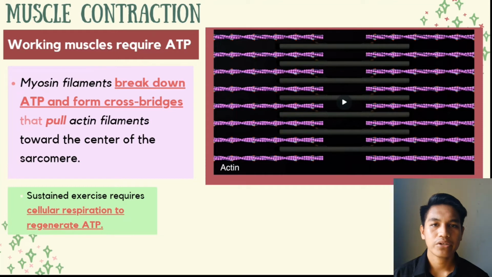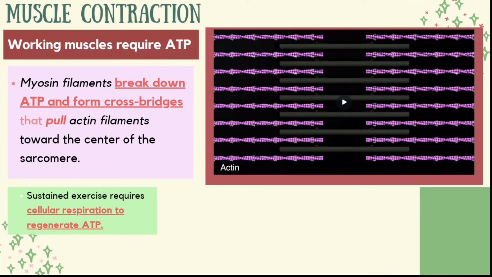When an ATP molecule binds to the myosin head, the myosin detaches from the actin and the cross bridge is broken. When ATP is broken down, the myosin head can attach back to an actin binding site further along the actin filament, and the process is repeated. Let's see a short video to make sure all of you understand.